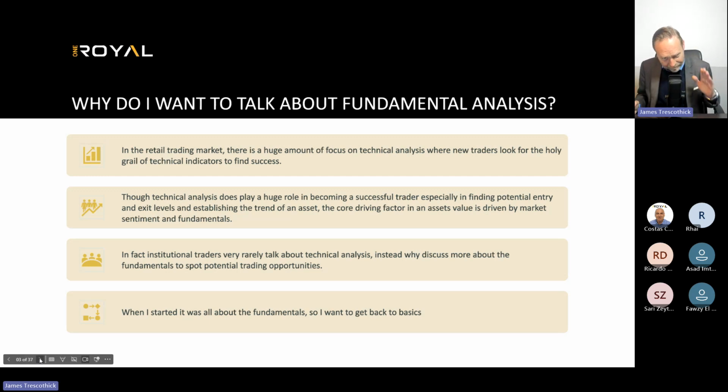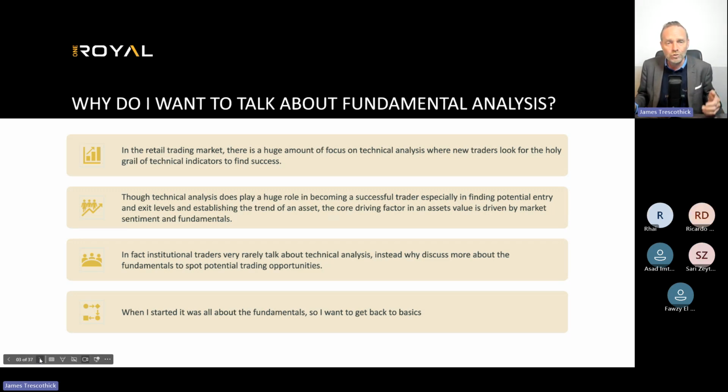Though I will say this, technical analysis does play a huge role in becoming a successful trader, especially in finding potential entry and exit levels and establishing the potential trend of the asset. The core driving factor of an asset's value is driven by market sentiment and fundamentals. In fact, if you talk to institutional traders, they rarely talk about technical analysis. Instead, they discuss the fundamentals to spot potential trading opportunities.